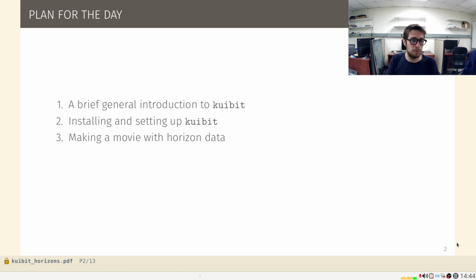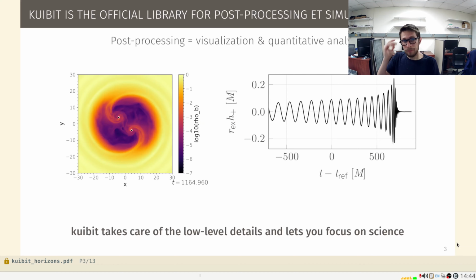But first of all, point one, what is Kuibit? Well, Kuibit is the official post-processing and visualization library for Einstein Toolkit. We define post-processing as visualization, like what we have here on the left, which is a color map of our density for a simulation. And this is useful to get a sense of what's going on. But it's not the end of the story.